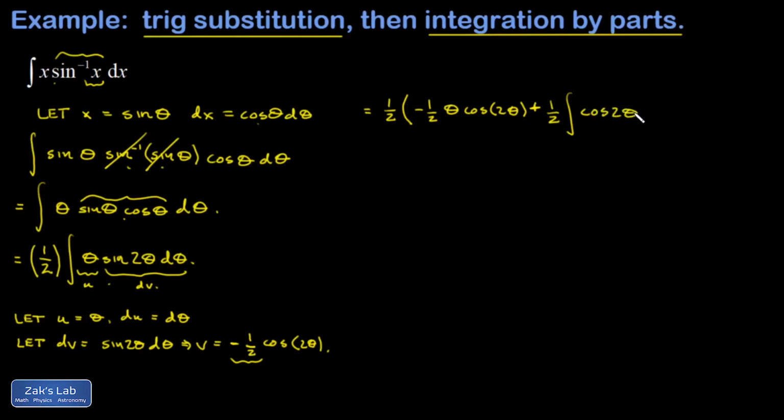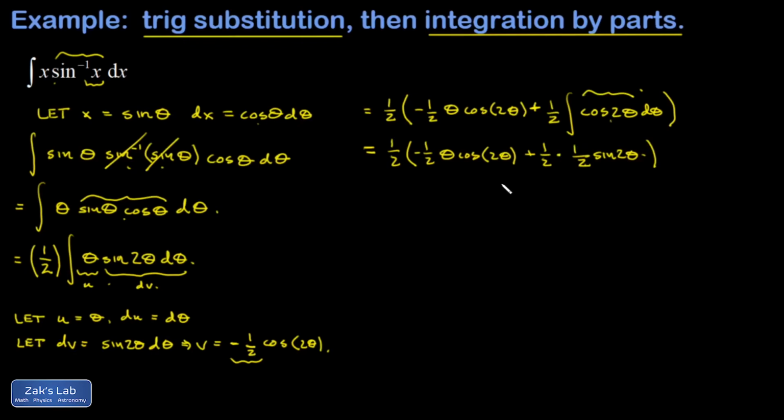2 theta d theta. So now I have to guess the antiderivative of cosine 2 theta, and that's just sine 2 theta, except that I have to compensate for a factor of 2 created by the chain rule. So I have 1/2 times negative 1/2 theta cosine 2 theta plus a 1/2, and then the antiderivative of cosine 2 theta is 1/2 sine 2 theta. When I differentiate this thing, I would get cosine 2 theta times 2, and the 2 would cancel the 1/2, leaving me with cosine 2 theta.